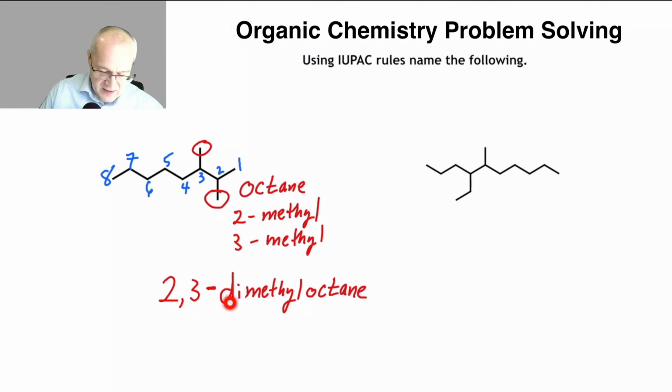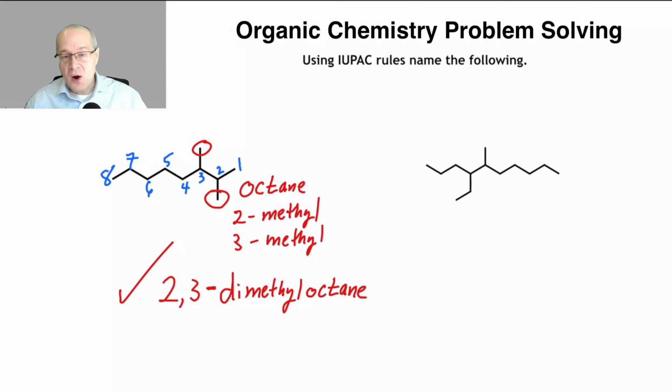2,3-dimethyloctane, and dimethyloctane is all one word. Okay? And that's how that system works. So far, so good. So that's example number 1. Let's look at example number 2.